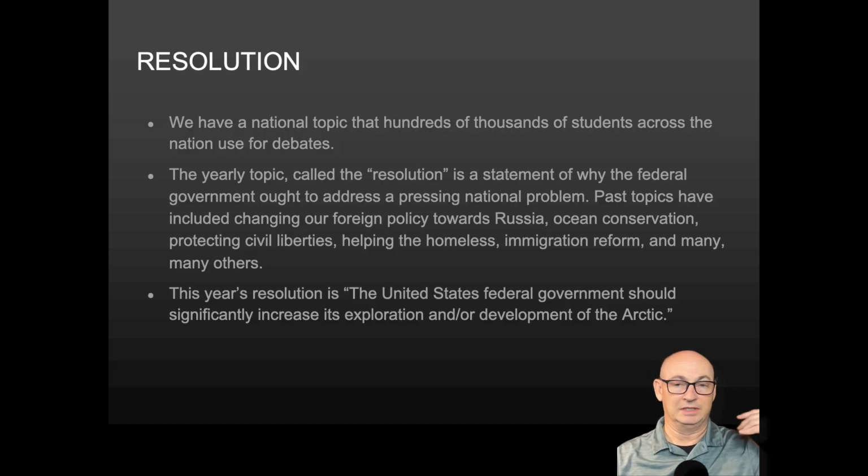I remember in 1986, I debated a resolution that had to do with protecting the earth and soil erosion and things such as that. It had to do with agriculture. So that topic can vary. Take a look at this year's resolution as you see at the bottom of this slide. You'll see it starts with, again, the United States federal government. Usually it will say the U.S. government should or should not or must do something.